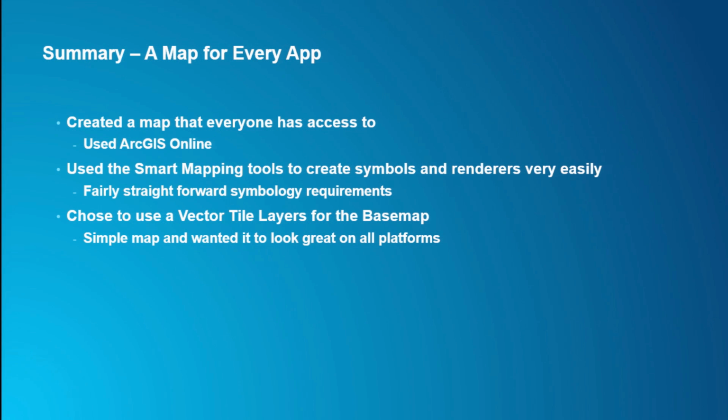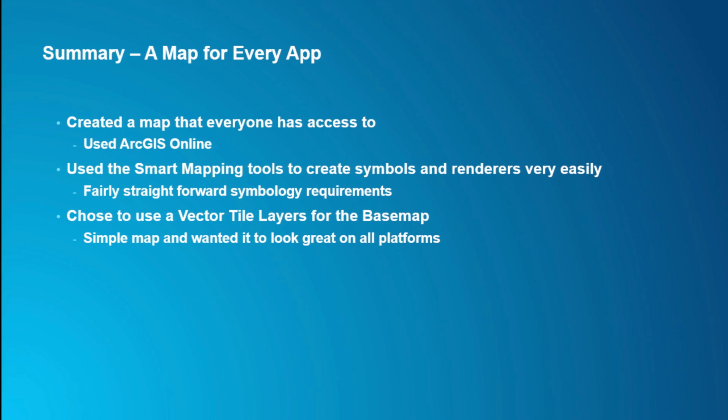So in this map for every app use case, basically Daniel was trying to create a map for an application, maybe a community application, where people go out in the field and they look at graffiti and then they can like report it or something. So that map needs to actually work everywhere, right?